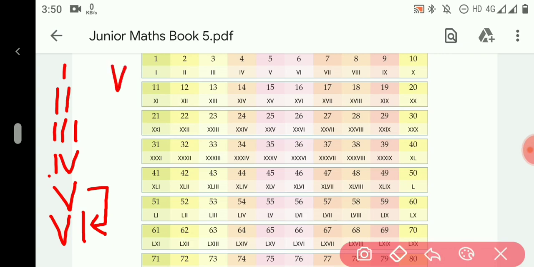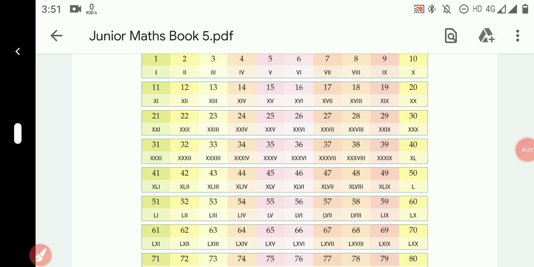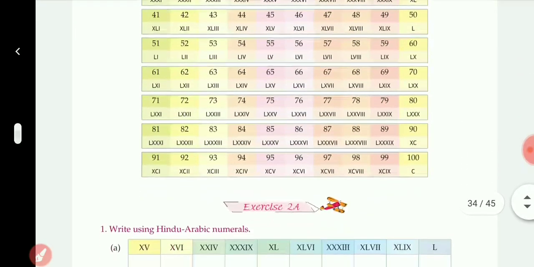7 is written as VII. 8 will be written as VIII. Then 9 will be written as IX because it is 1 less than 10, and 10 is written as X. In the same manner, all the numbers can be written in Roman numerals. Now let me move towards the exercise part.